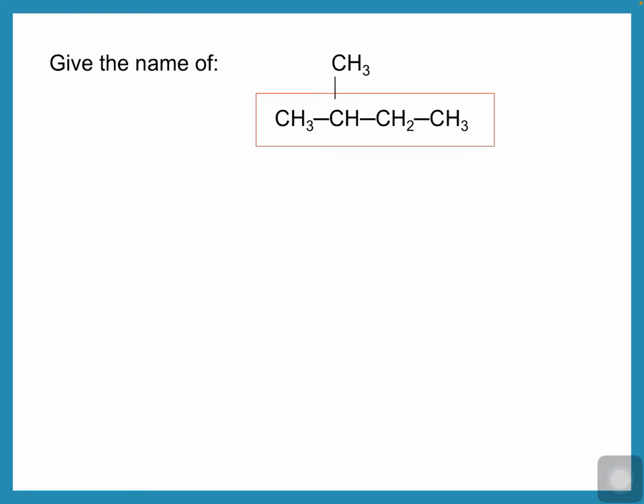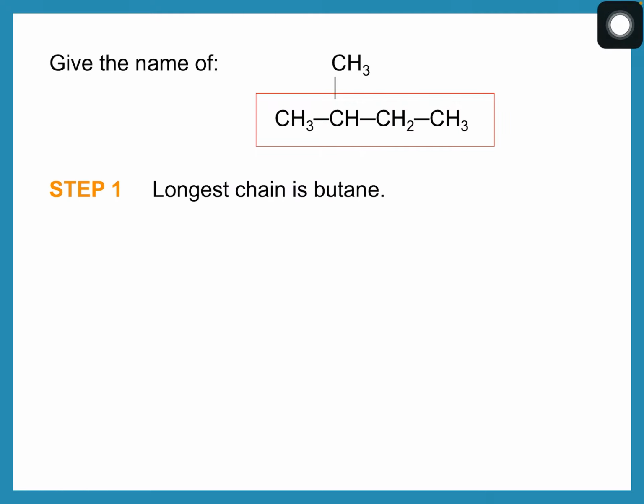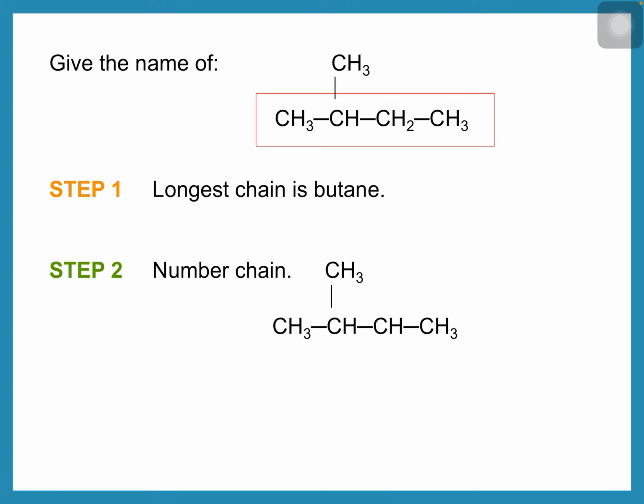So if I look at this molecule over here, I have 1, 2, 3, 4 carbons. I could also see it as 1, 2, 3, 4. Either way, we'll end up with the exact same name. So the longest chain here is 4 carbons, which makes it a butane. So all single bonds, which is why we have the ane. And then I'm going to number the chain. So we've got 1, 2, 3, 4.